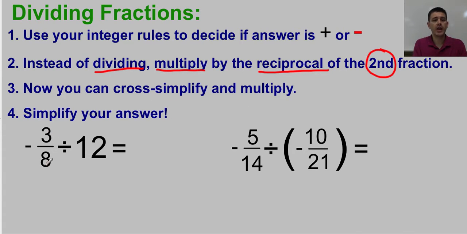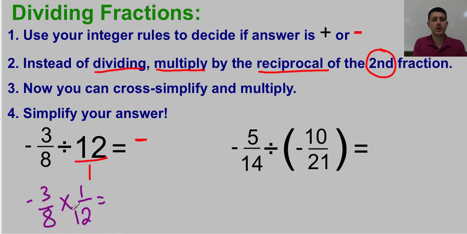So here we have negative 3/8 divided by 12 over 1. First, decide on your sign. I've got a negative divided by a positive. When one's negative, one's positive, I know my answer is going to be negative. Then I go ahead and do the problem. Instead of dividing, I want to multiply, but I want to do it by the reciprocal, the upside down version of this fraction. So instead of 12 over 1, I get 1 over 12.